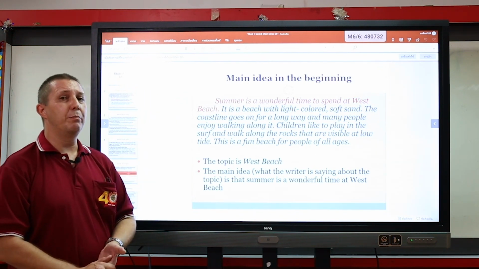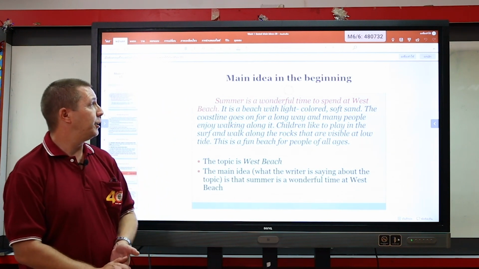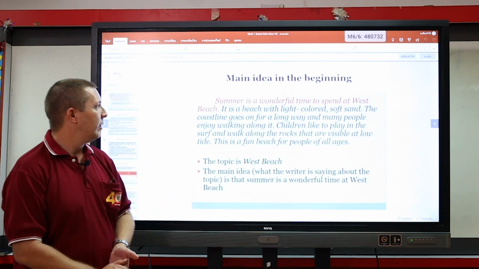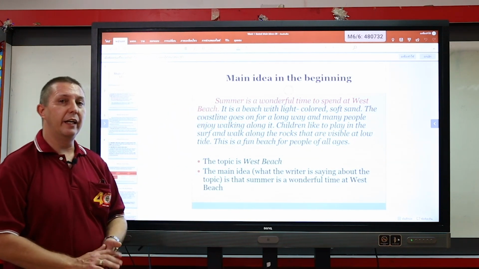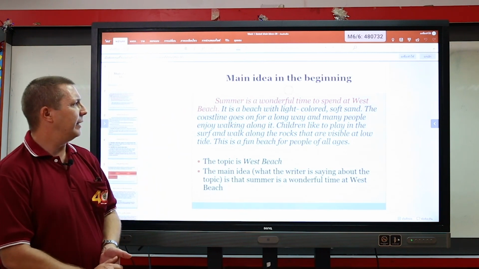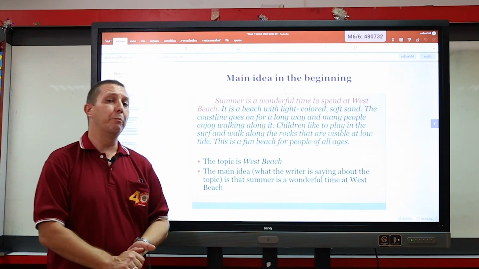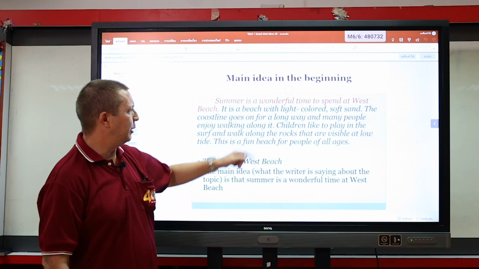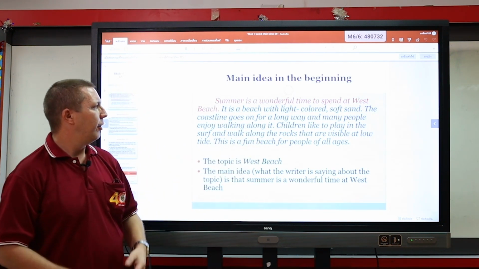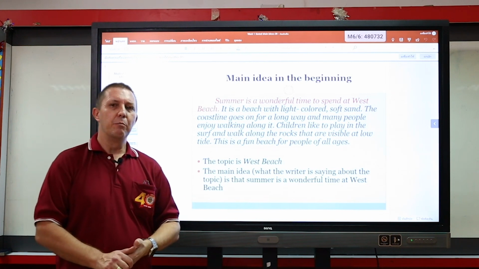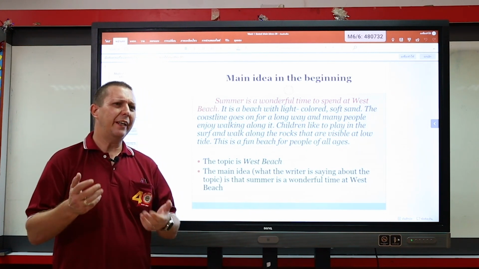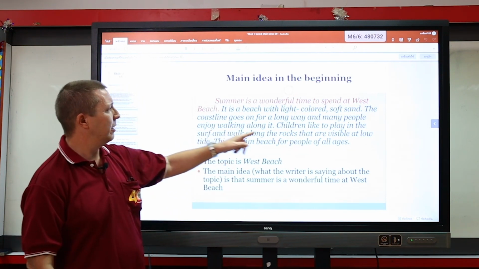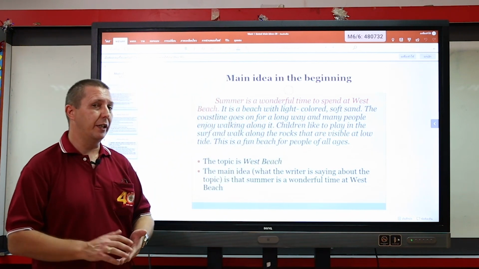This one shows us an example of a paragraph of writing, and it shows us the topic sentence at the beginning of the paragraph. So you can see it highlighted quite clearly in red. This is the topic sentence. And if you look at step 1 from before, you would understand that the topic uses the word beach, more than one occasion. So you can get the idea that the main topic it's talking about is the beach. So the topic is West Beach, to be more specific.